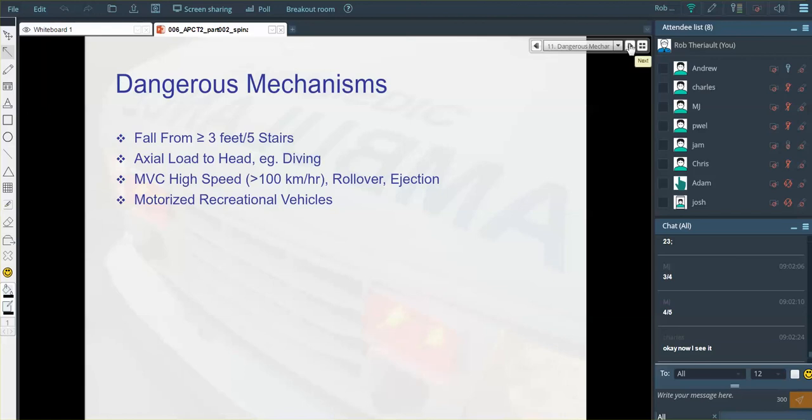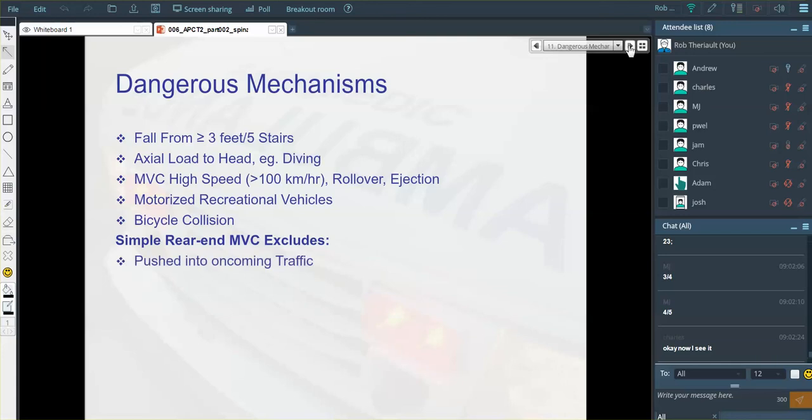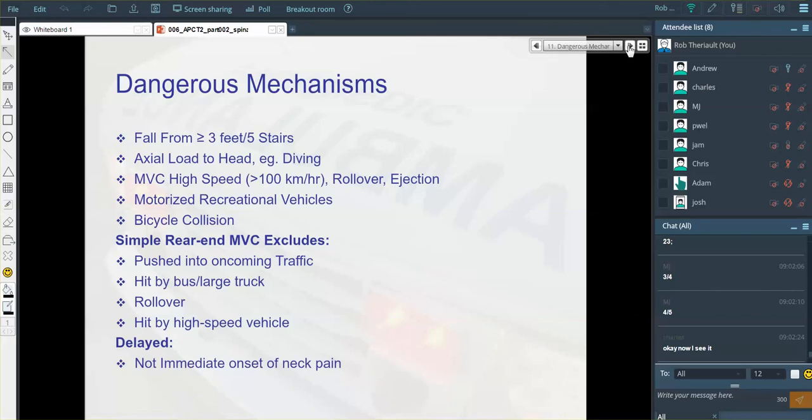Motorized recreational vehicles are a common cause of serious cord injury, as are bicycle collisions, simple rear-end MVCs, pedestrians pushed into oncoming traffic, hit by a large bus or truck, rollover, and high-speed strikes to the back of the vehicle as well. So delayed might be not immediate onset of neck pain, and this is from the Canadian C-spine rules.